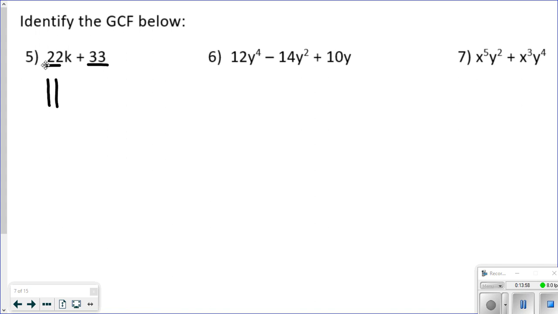You can do it. So the largest number is 2. I started at 10 and worked down. And then I have a y to the 4th, a y squared, and a y, so it's just a y.